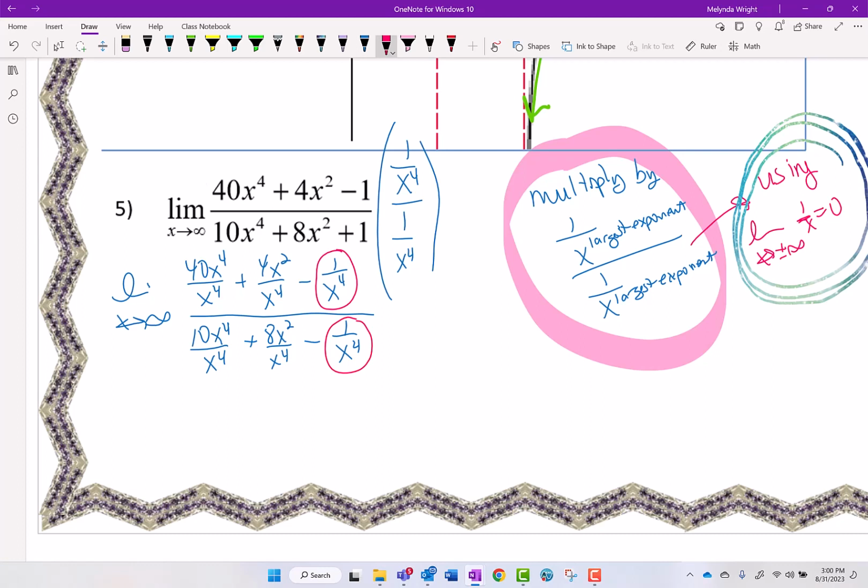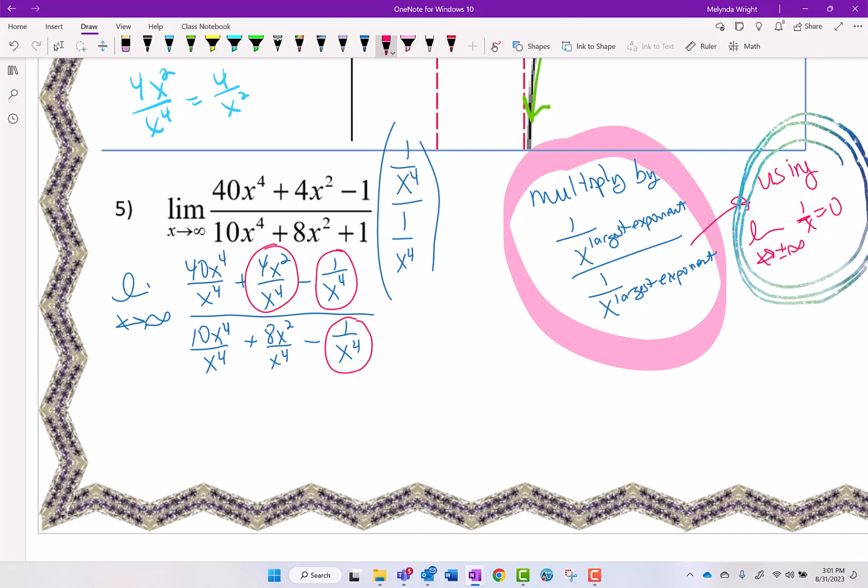Now, the middle top one, I want you to imagine what it looks like simplified. What would that look like? 4x squared over x to the 4th would be 4 over x squared, right? Is 4 over x squared going to go to 0? It is. So 4x squared over x to the 4th reduces to 4 over x squared. Remember that special limit? As long as the top is a number and the bottom is x to any power, it's going to go to 0. So this one's going to 0.